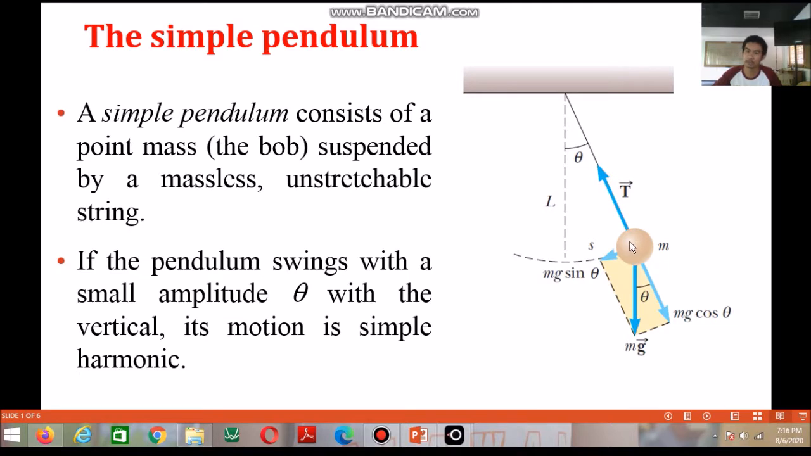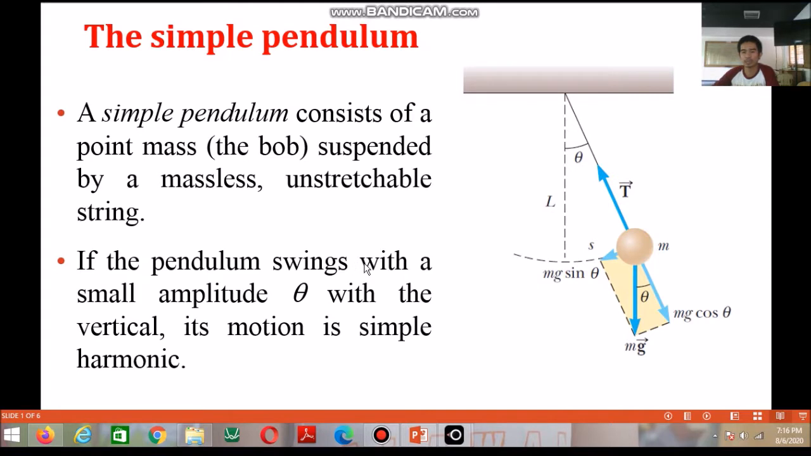But of course, massless string does not mean it's really massless. We'll just neglect the mass of the string, because if we compare the mass of the string to the mass of the bob, it's very, very small. Okay, so we'll just neglect it.